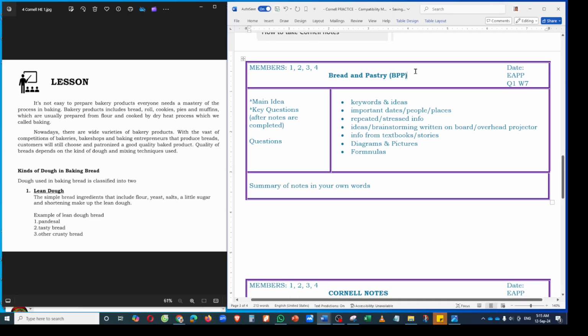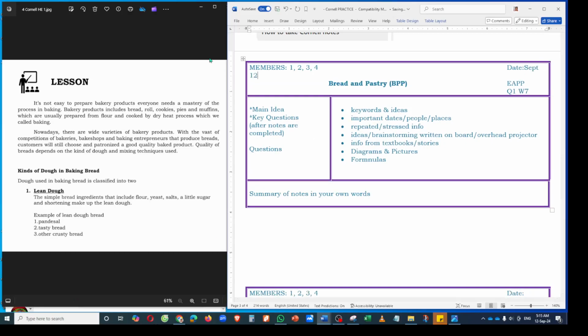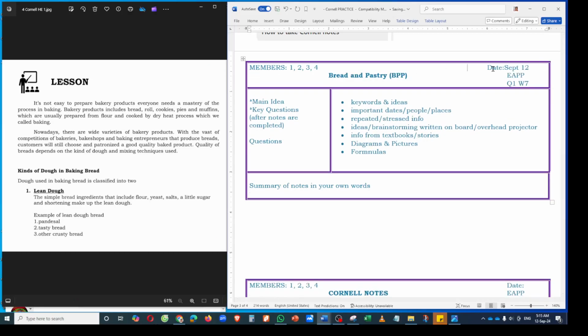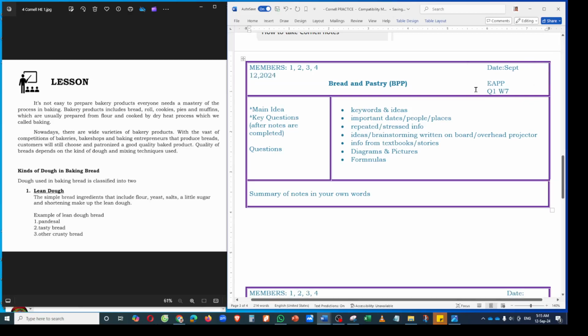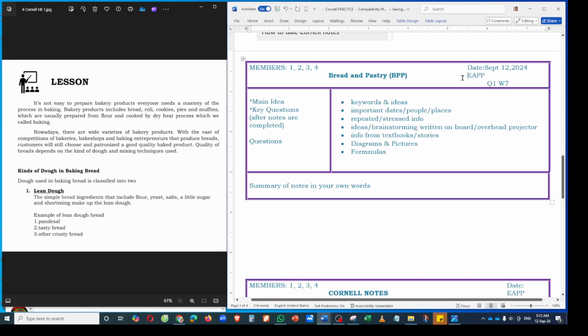Now, to the right, you will write the date of your submission, which is on Thursday, September 12th, 2024. And then you will write the subject, of course, EPP, and then the duration or the period, which is quarter one, week 7. Now, after this, you will write the main ideas to the left and keywords to the right.